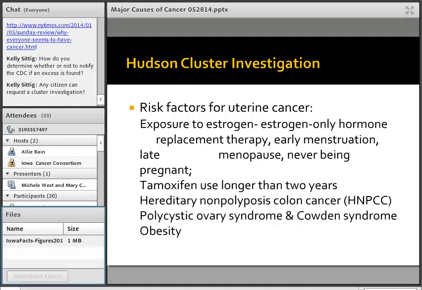And then since we also had the, oh, that got kind of messed up too, the risk factors for uterine cancer: exposure to estrogen through estrogen-only hormone replacement therapy, early menstruation, late menopause, never being pregnant, tamoxifen use longer than 2 years, hereditary non-polyposis colon cancer, a couple of syndromes, polycystic ovary or Cowden syndrome, as well as obesity.